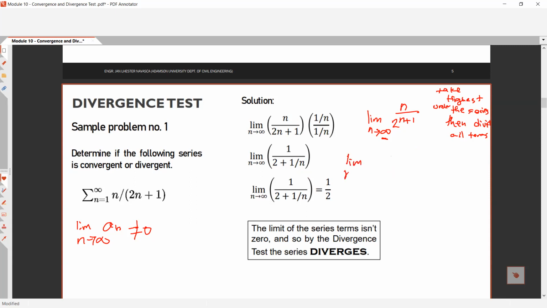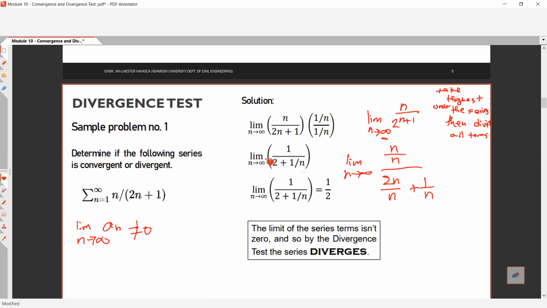Okay, limit of n approaching to infinity. Then, yung n mo, divide mo by order n. Yung 2n mo, divide mo ng order n. Plus yung 1 mo, divide mo ng order n. Okay? So, therefore, this one will be n over n is 1. 2n over n is 2. And 1 over n is 1 over n. Okay? So, kaya ganyan yung nakuha.